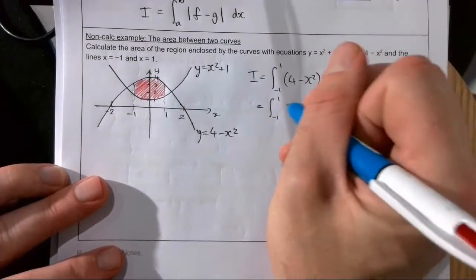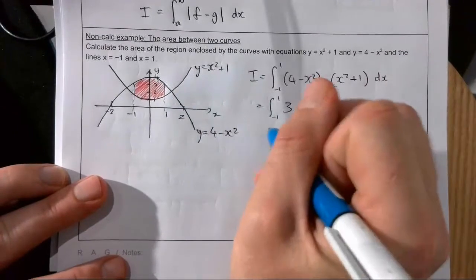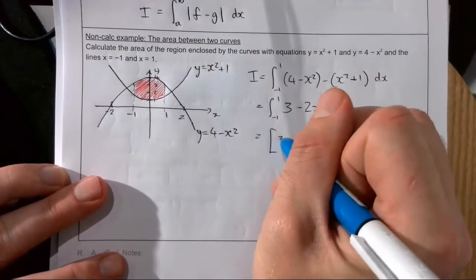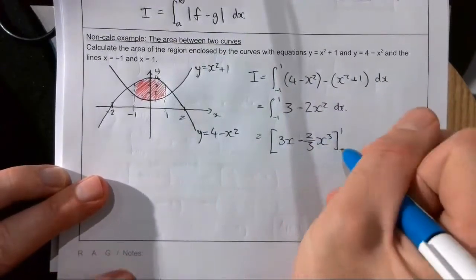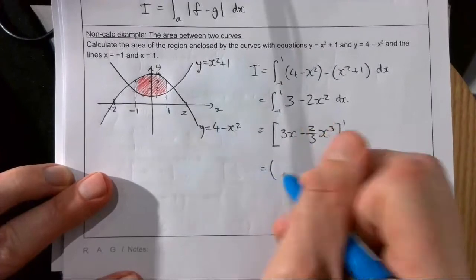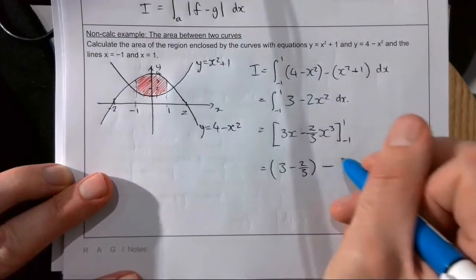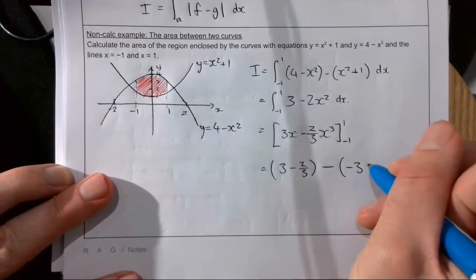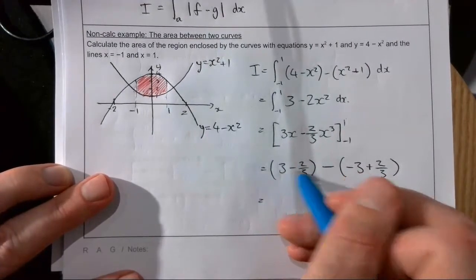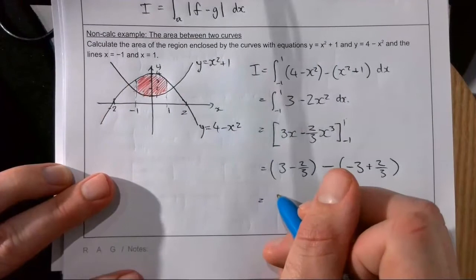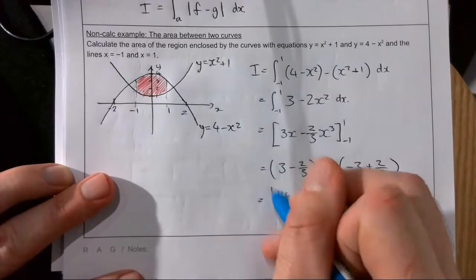So 4 take away 1 is 3, minus x squared minus 2x squared dx. So integrating, that's going to give me 3x minus 2/3 x cubed from 1 to minus 1. And then substituting in, I think we get 3 minus 2/3, substituting in the 1, take away minus 3 plus 2/3. And then that's 7 over 3 plus 7 over 3, so that's 14 over 3 units squared.